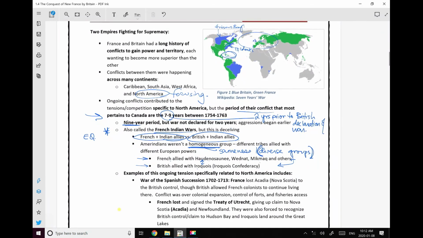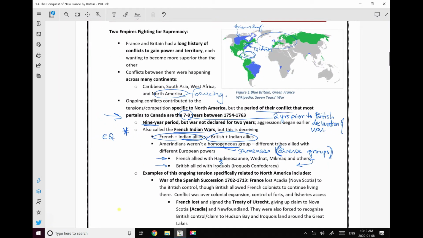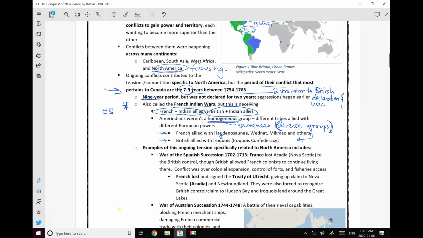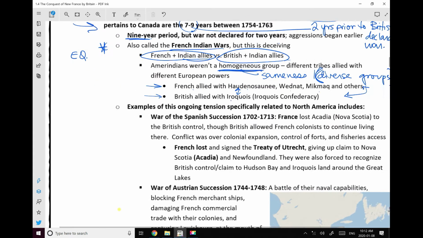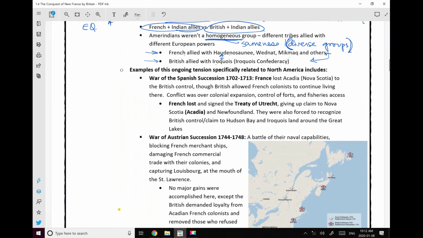So an ongoing battle escalating across several different continents. We're particularly focusing on the North American part of that. It happened over a period of 9 years, but essentially the focused battle was in 7 years. So there are some examples here that talk about the tension that was happening prior to the start of this 7 Years' War. Some examples of the tension between the two groups.